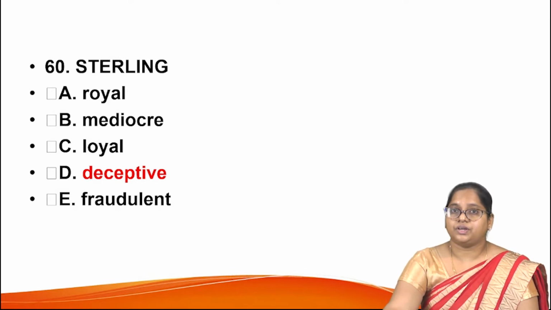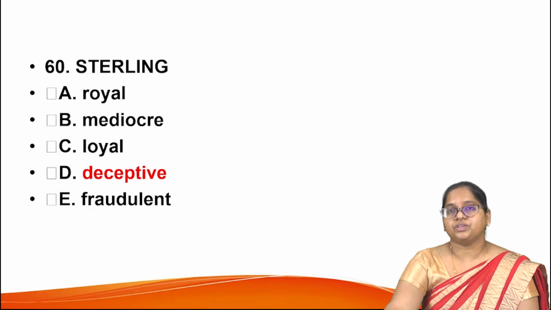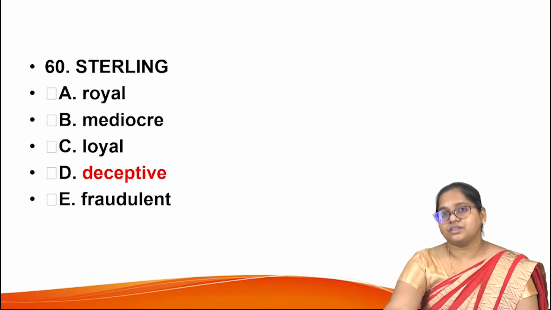So that is to do with that. And next, option B is mediocre. Mediocre means what? Average. It is like a medium kind of thing, not completely this or that, somewhere between the two. Okay, somewhere between. So that is the thing.